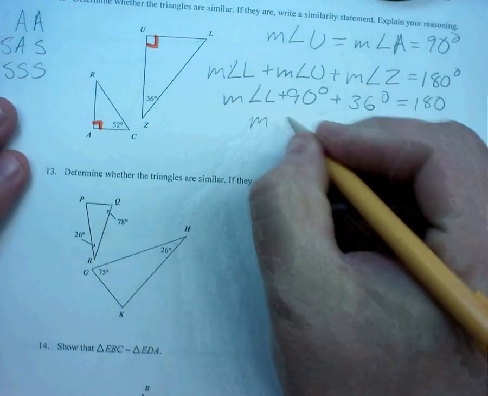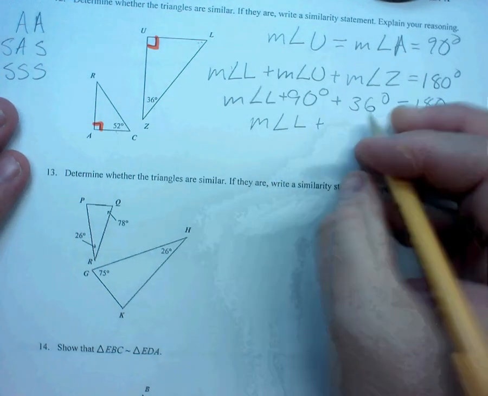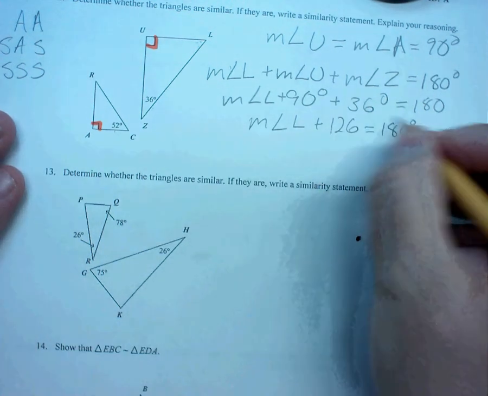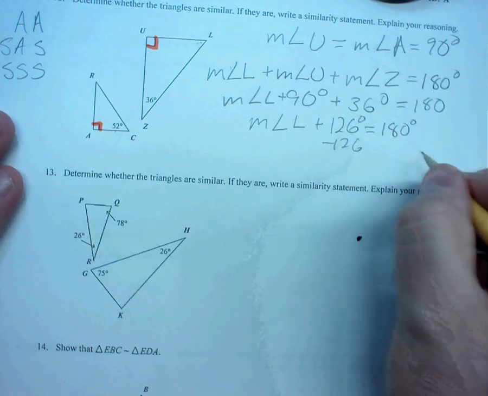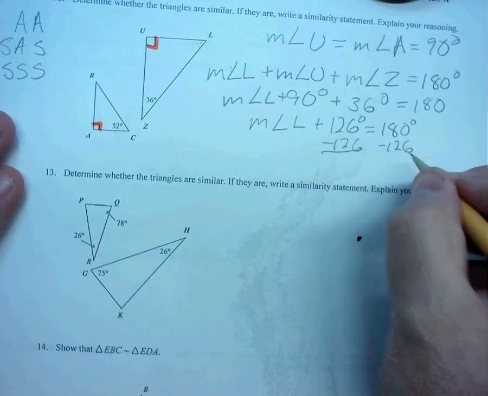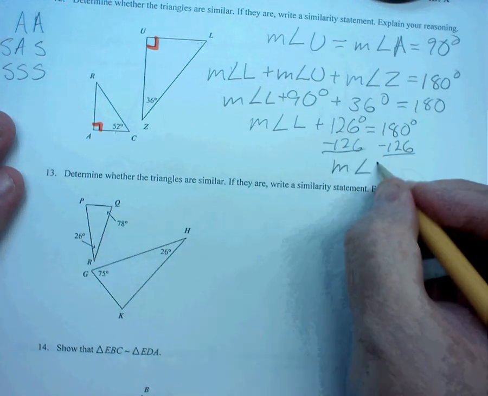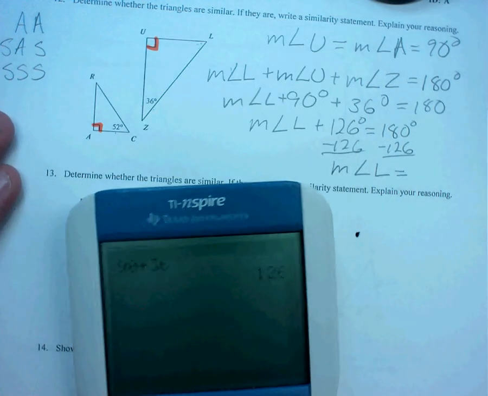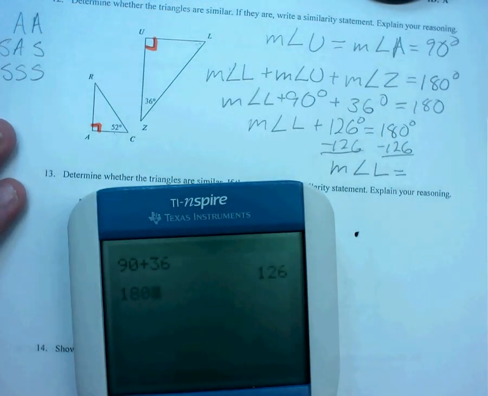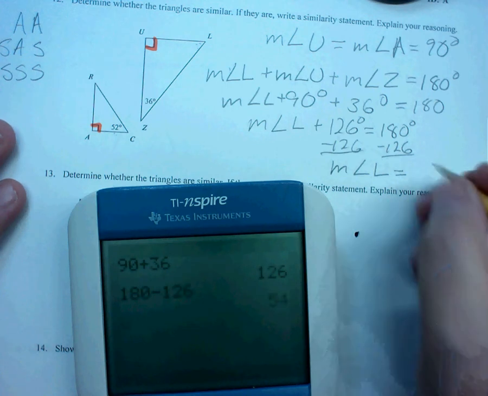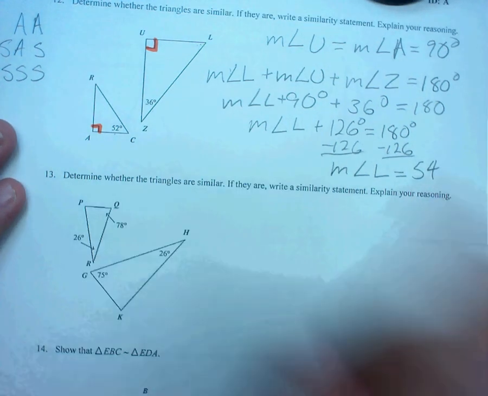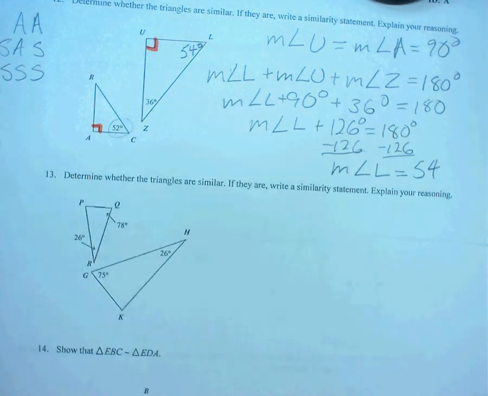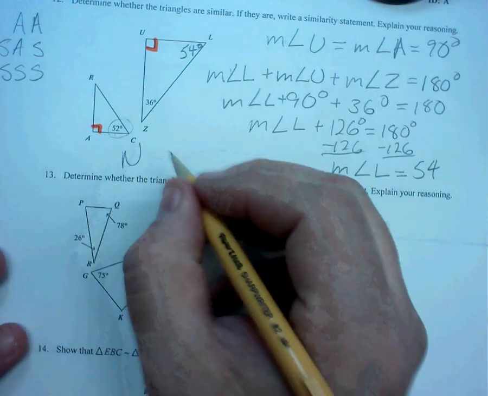So then that means that the measure of angle L plus 126 is equal to 180 degrees. I subtract 126 from both sides, and I get the measure of angle L is equal to 180 minus 126, 54. So that means that the measure of angle L is 54 degrees. It's not congruent to that. So we can say they're not similar.